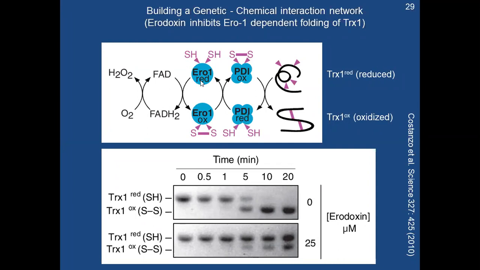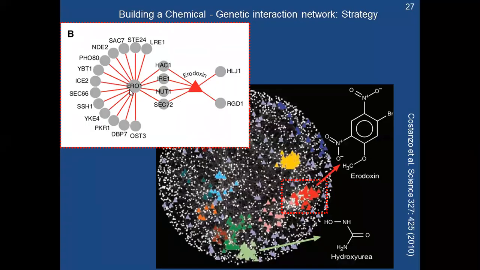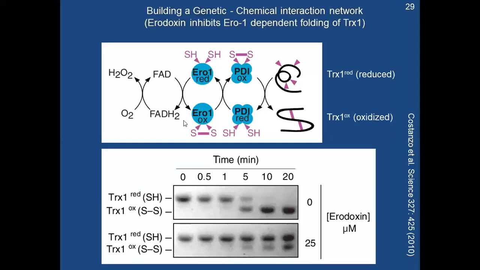So they are checking to see if erodoxin, which we now know should inhibit ERO1, albeit indirectly, has an effect here. So on the top, we see what happens in a pulse chase experiment in the absence of the drug. Pulse chase means we are going to add radioactive amino acids to the cell and then wait for half a minute, 1 minute, 5 minutes, 10 minutes, 20 minutes. After that, we are going to do an immunoprecipitation experiment, run the protein on a non-reducing gel.